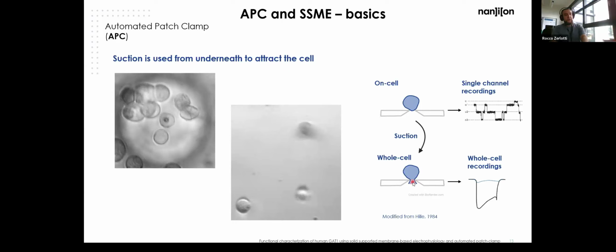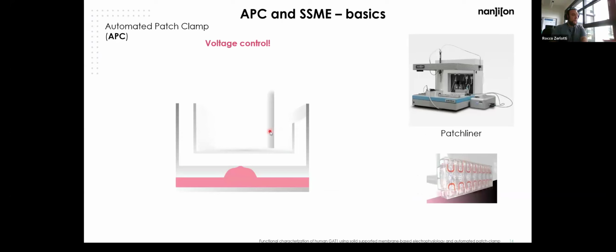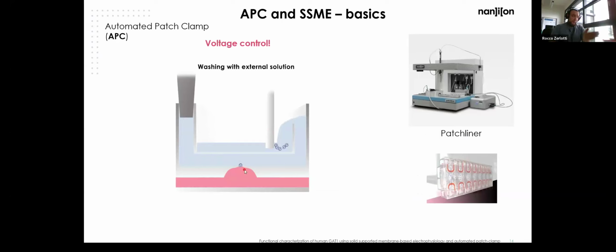So here we use the patch liner from Nanion to perform this measurement. Here is a short video on how it works. So we have a well, we fill it with a solution, then we let cells go in. Eventually, one cell gets caught into the hole, then the other cells are flushed away. We can start the recording.